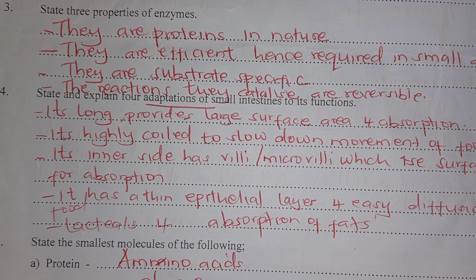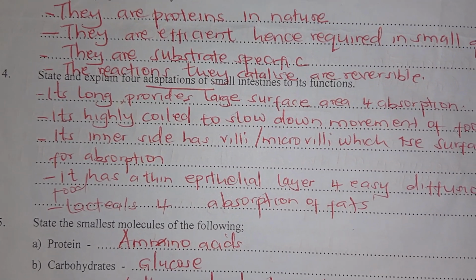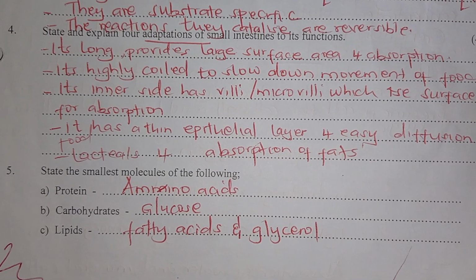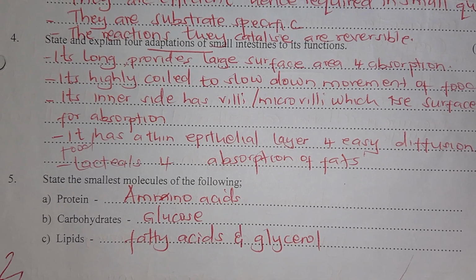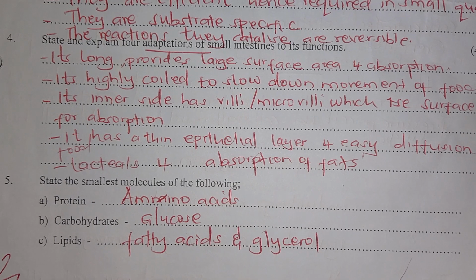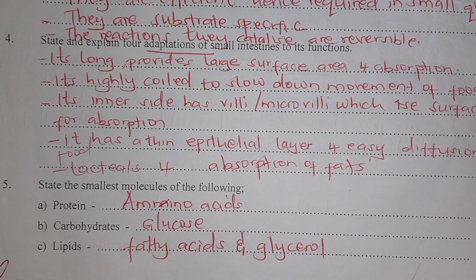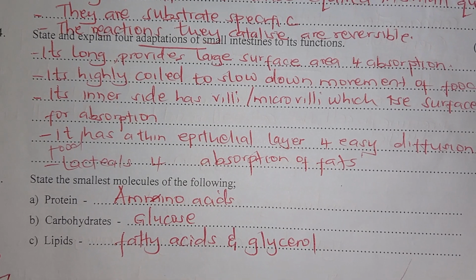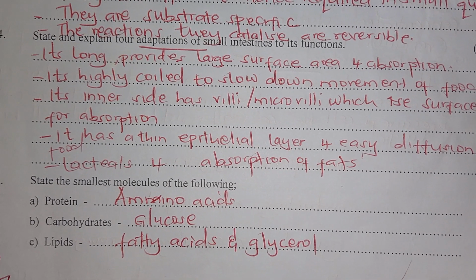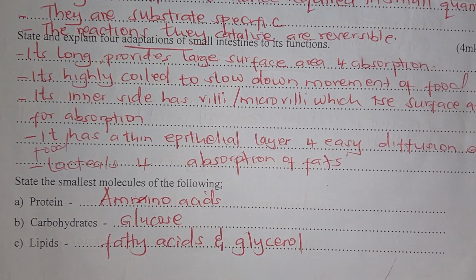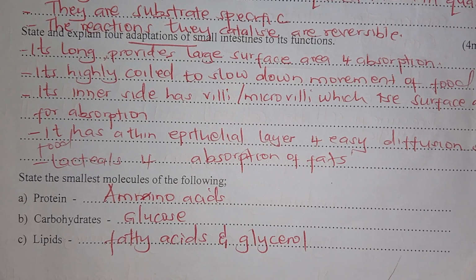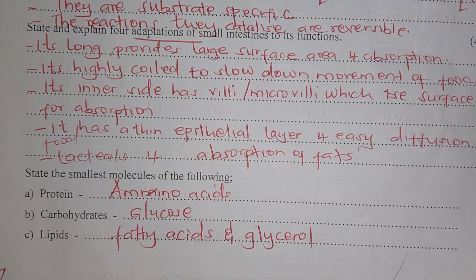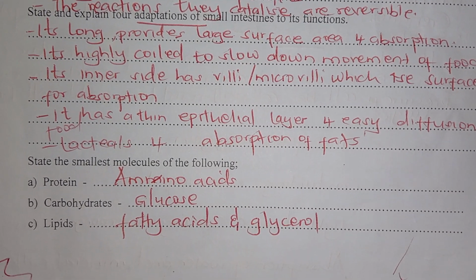State 4 adaptations of the small intestine to its function. It is long to provide a large surface area for absorption of food. It is highly coiled to slow down the movement of food. Its inner side has villi or microvilli that increase surface area for absorption of food. It has a thin epithelium for easy diffusion of food. It has lacteals for absorption of fats.